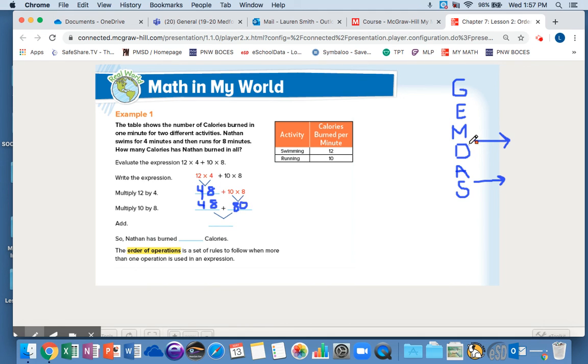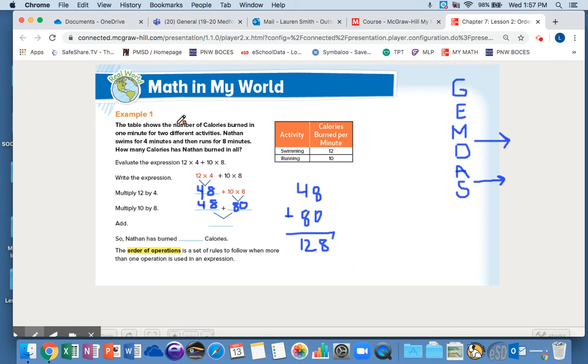Now there's no division, but there is addition. So we're going to add 48 plus 80. So 8 plus 0 is 8. 4 plus 8 is 12.